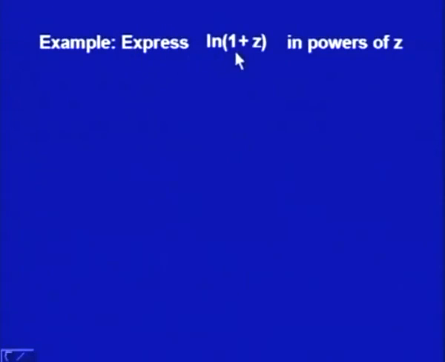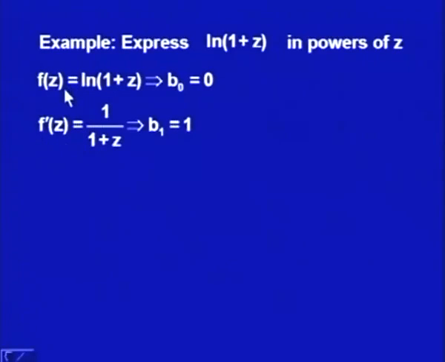Now, in this example, we try to express log 1 plus z in powers of z. For this purpose, we consider f(z) is log of 1 plus z, differentiating and then writing z is equal to 0. This gives me b naught is equal to this. Simply writing z is equal to 0 here, it will give me b naught, and this is nothing but 0 because log of 1 is equal to 0. Then differentiating this, that is 1 over 1 plus z, and then writing z is equal to 0 gives me b1 is equal to 1.